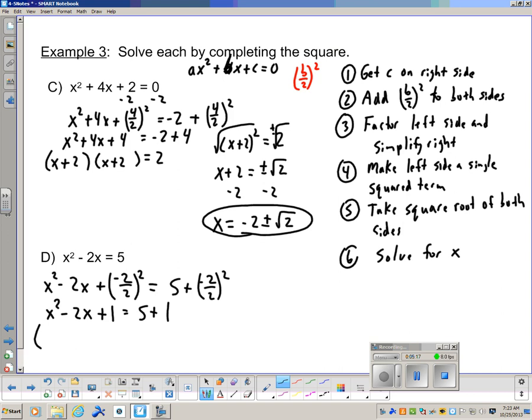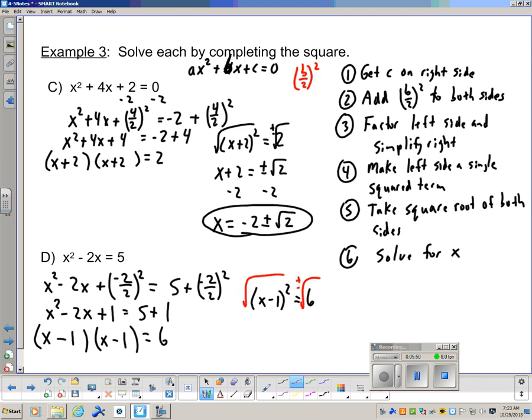Now I'm going to simply factor the left-hand side. I get x and x. Two numbers that multiply to give us 1 and add to give us negative 2. That would be a negative 1 and a negative 1. So I've now factored the left side and simplified the right side. Now I'm going to make the left side a single squared term, so there's x minus 1 squared. Then I'm going to take the square root of both sides. That's step number 5.